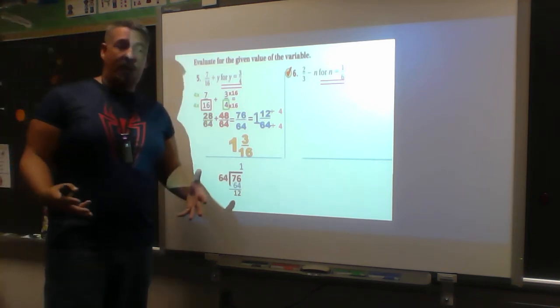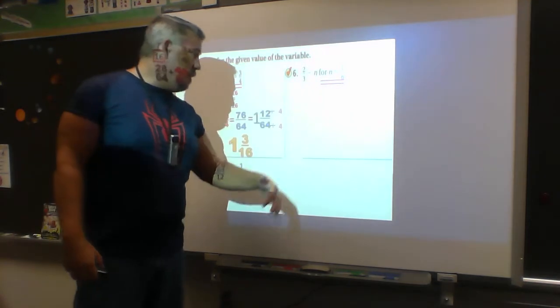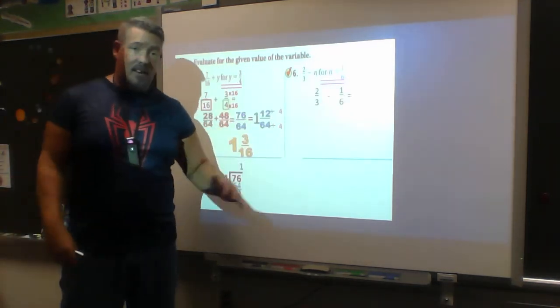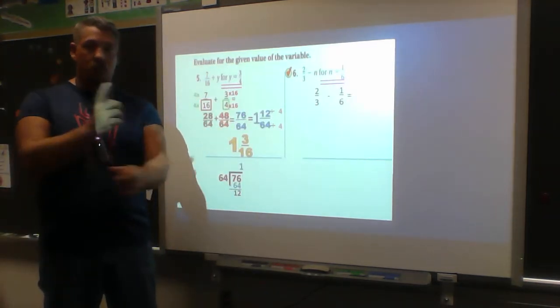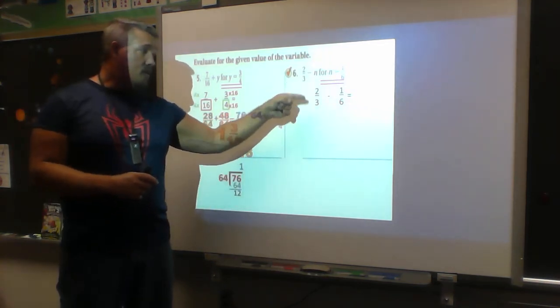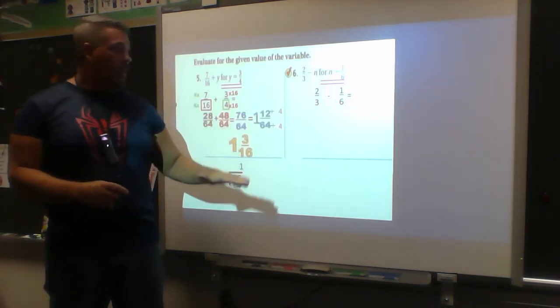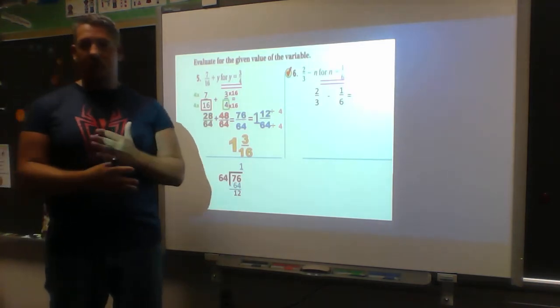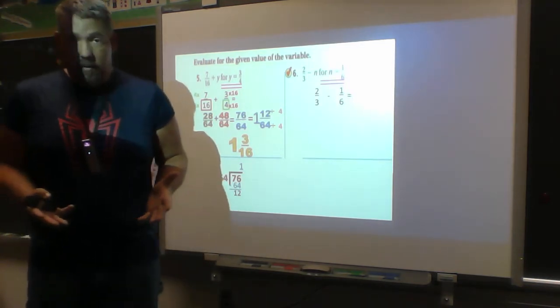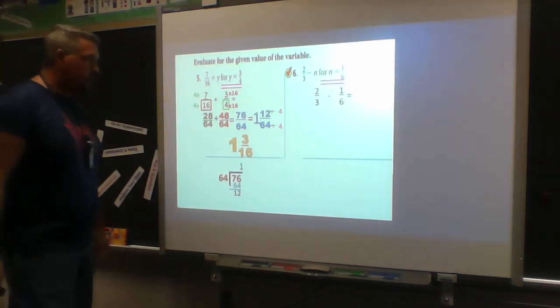All right, so now I do subtraction. I set it up the exact same way. They tell me what n is, so I have 2/3 minus 1/6, and here's the important thing. Don't switch them. My first one is listed as 2/3 minus n. You have to keep it in that order, because then you're going to end up with negative numbers. We're not ready for negative numbers until much later on.